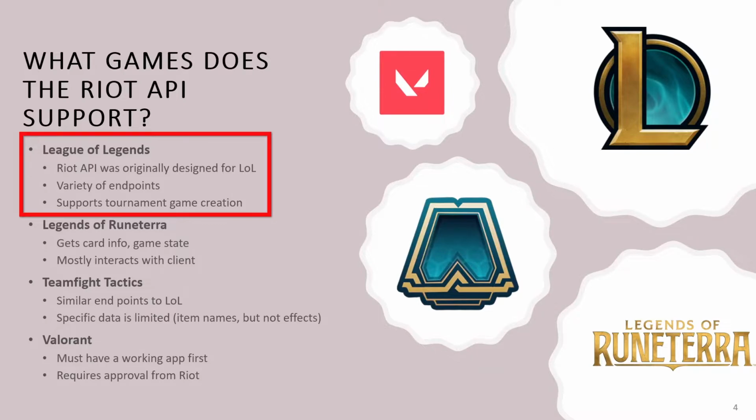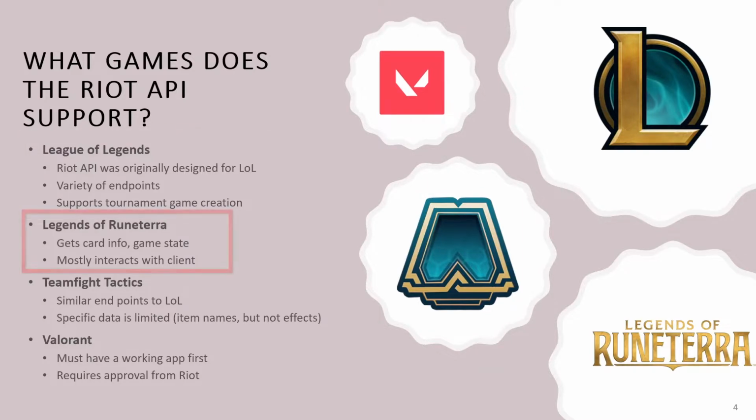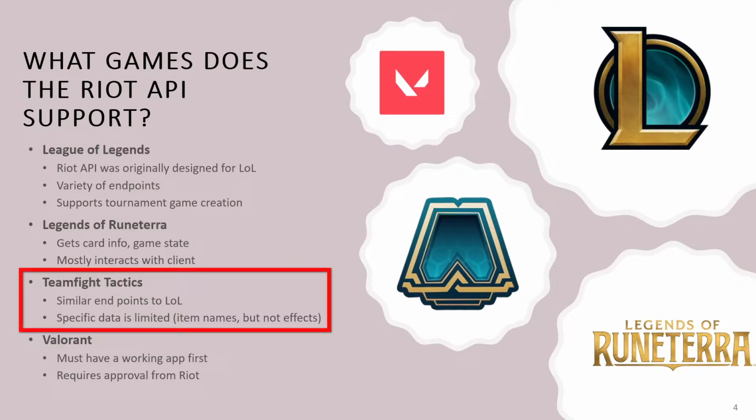So let's say you were running your own tournament and you want to automate how matches are set up. You could use the Riot API for that. Legends of Runeterra gives you a lot of the card info and game states. That one mostly interacts with the client. And Teamfight Tactics is very similar to League of Legends. I will note that some of the data is limited. For example, you can get the item names, but I don't think they've added the item effects just yet.